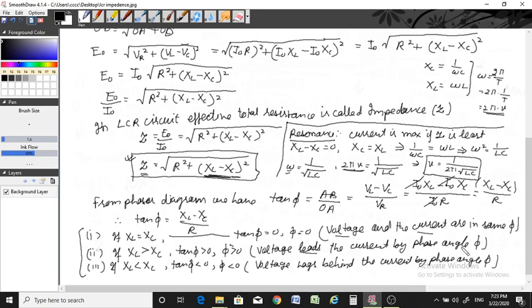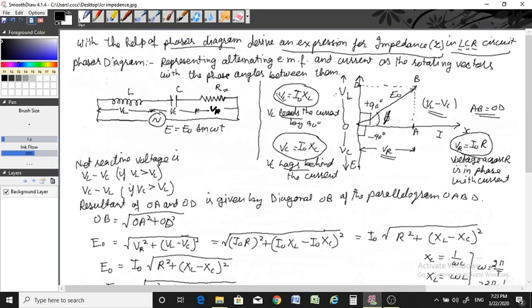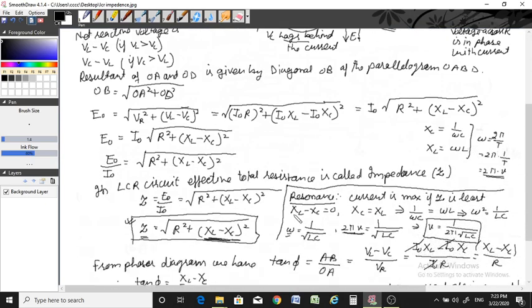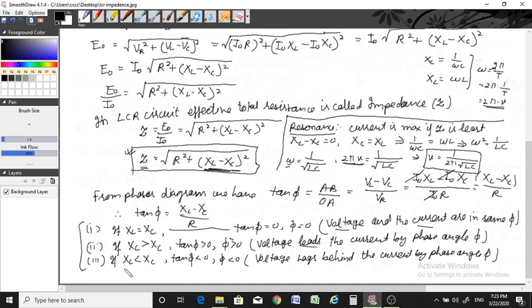In the phasor diagram, this is the positive value of phi, and here this is the negative value of phi. If VL is greater than VC, the value will be positive. If VC is greater than VL, the value will be negative. Same here, if XL is less than XC, then tangent phi is negative. Therefore voltage lags behind the current by the negative phase angle phi.